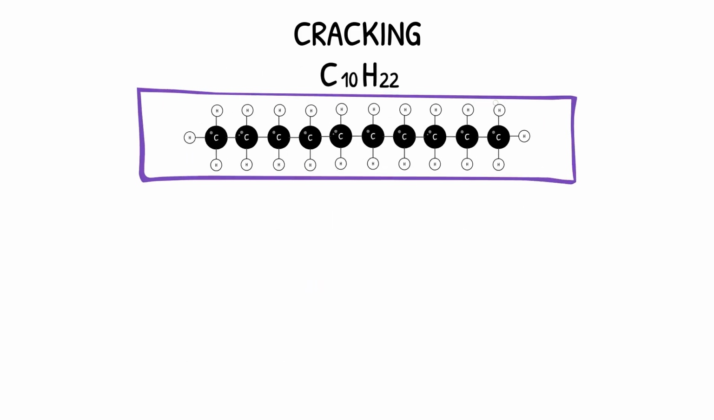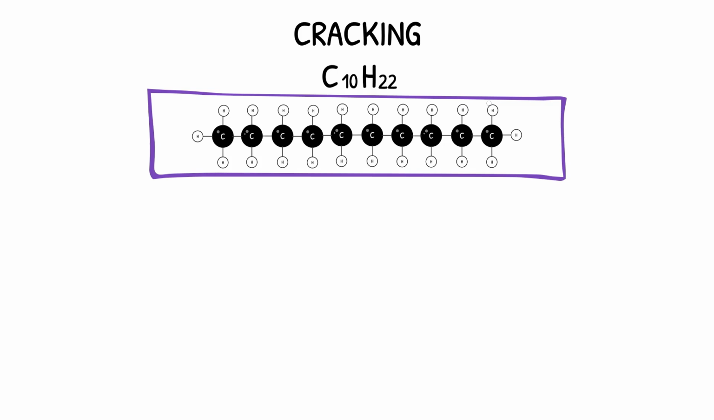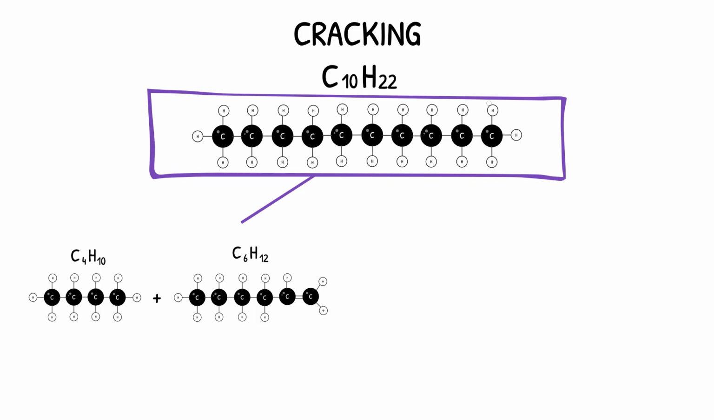So, if decane were to undergo a cracking reaction, the products of the process may be butane with chemical formula C4H10 and hexene with chemical formula C6H12. We could represent this reaction using a word equation. The word equation for this reaction would look like this.